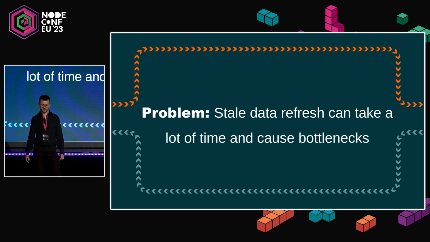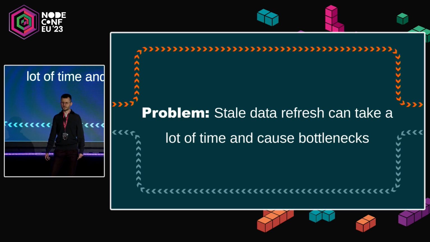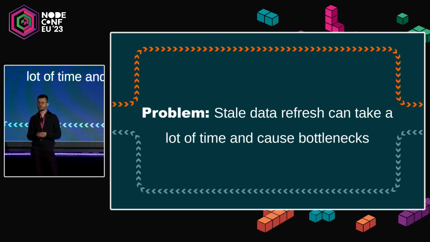All right, so the final problem that I would like to talk about is related to potentially long refreshes. Because even if you have the fastest cache in the world and it's perfectly fresh, it's still no good if you take seconds or sometimes minutes to repopulate it after it expires, because that can cause unnecessary latency for your customers, or it can cause your system to overload.